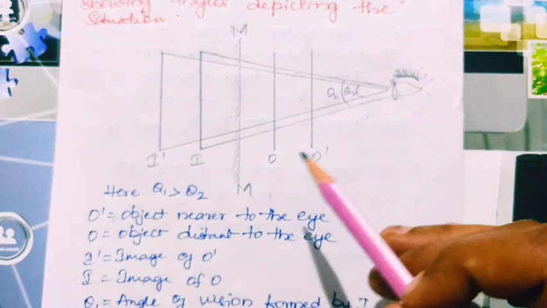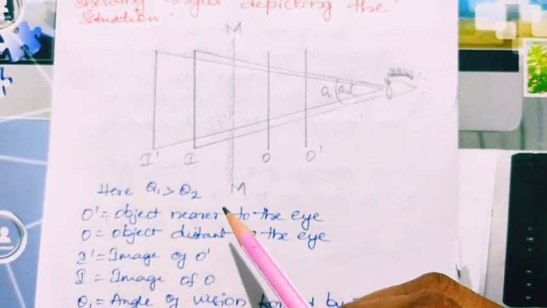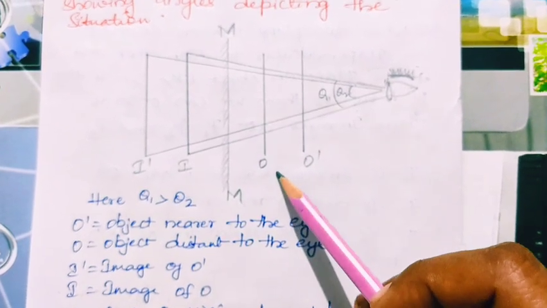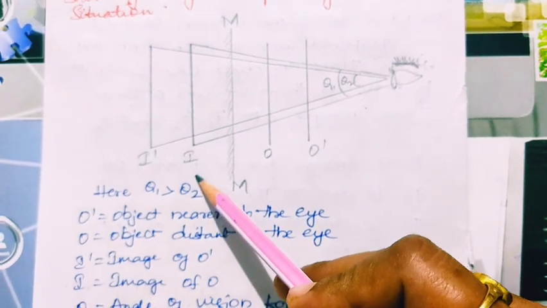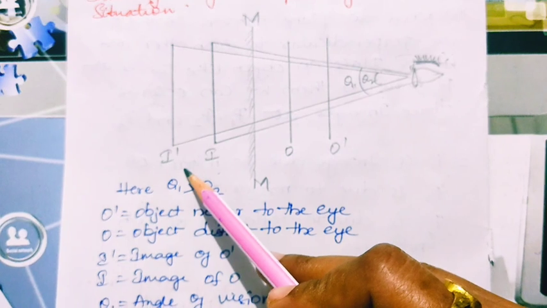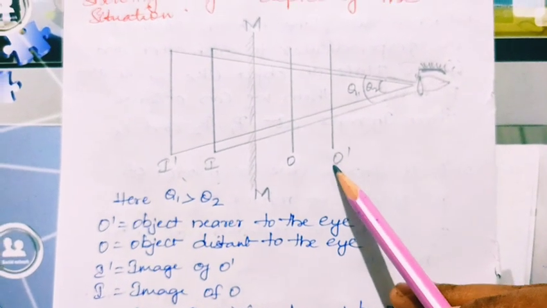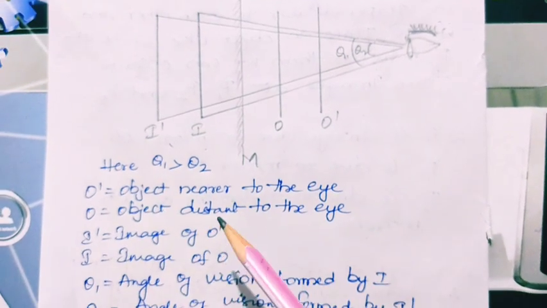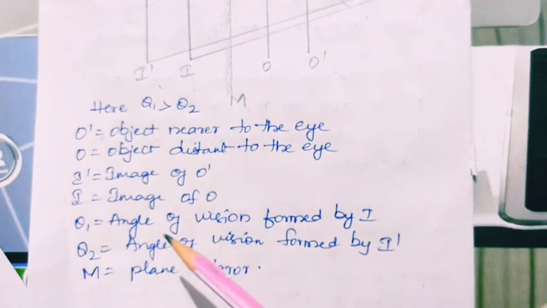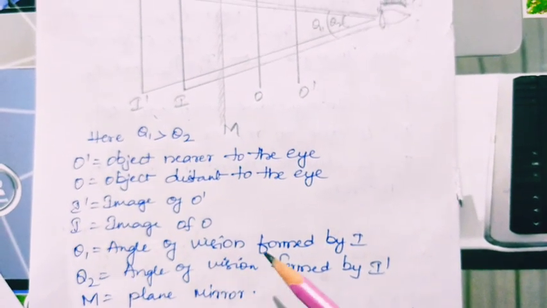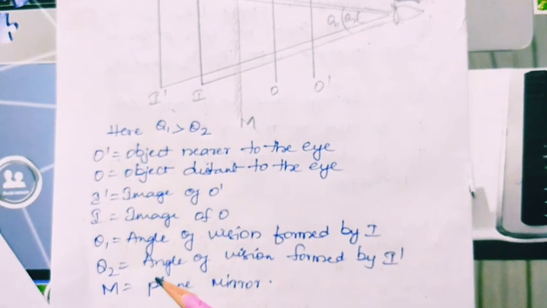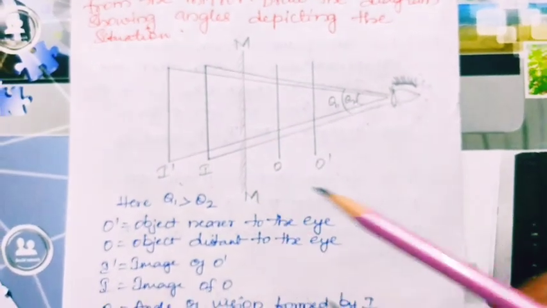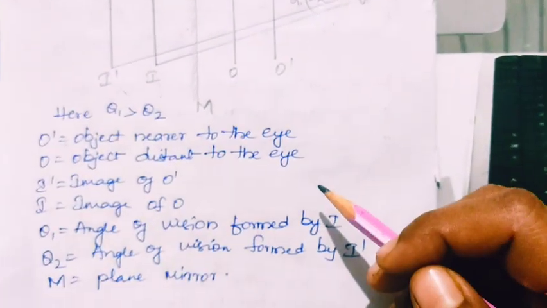Object nearer to the eye, object distant to the eye, image. O is forming the image, O dash is forming the I dash image. As the object is moving towards the eye, the image is forming far away. Theta 1 is the angle of vision formed by I and theta 2 is the angle of vision formed by I dash. So here M is the plane mirror. Okay children, like this we have to explain.